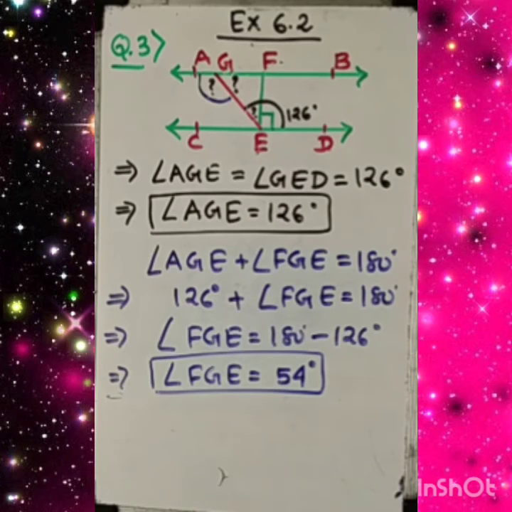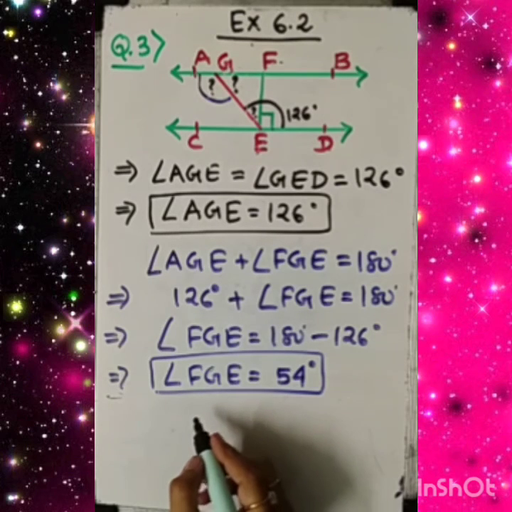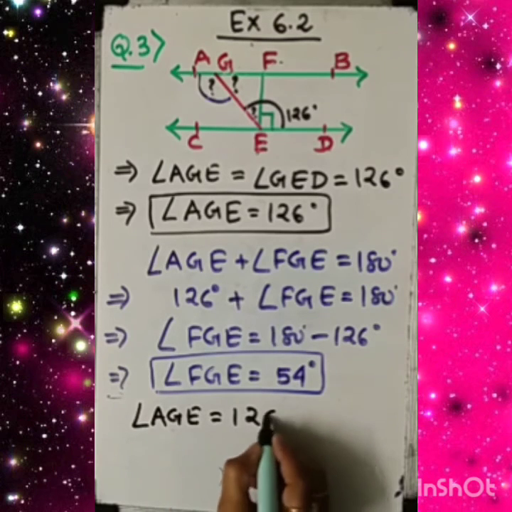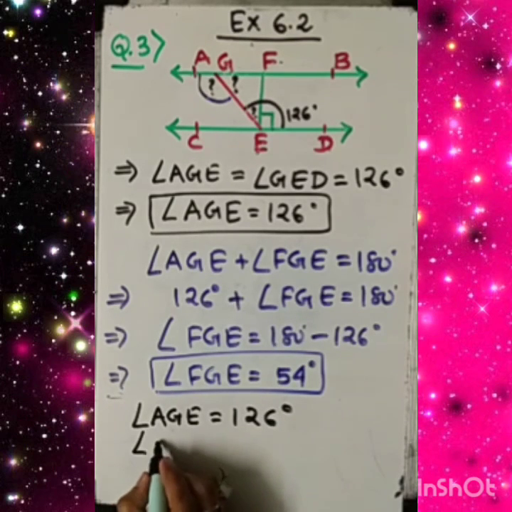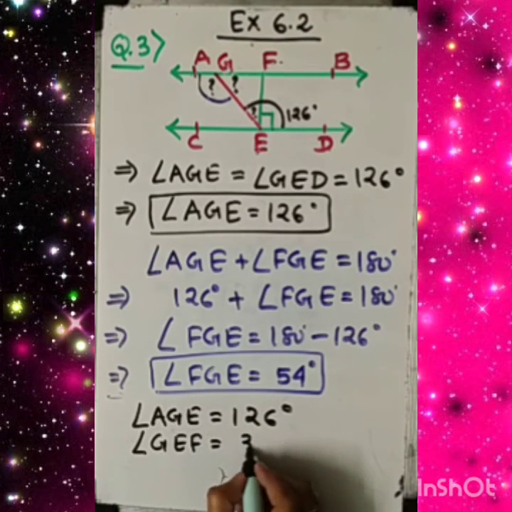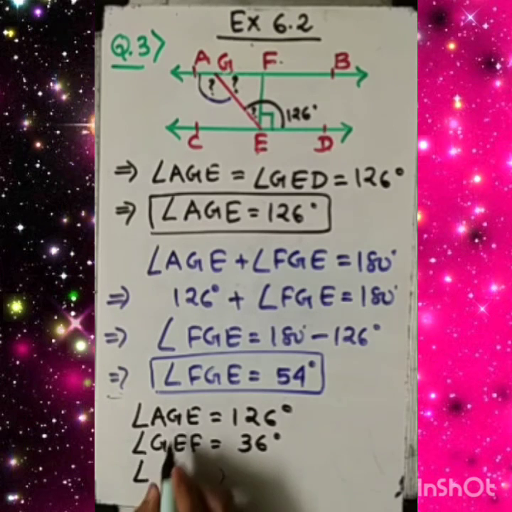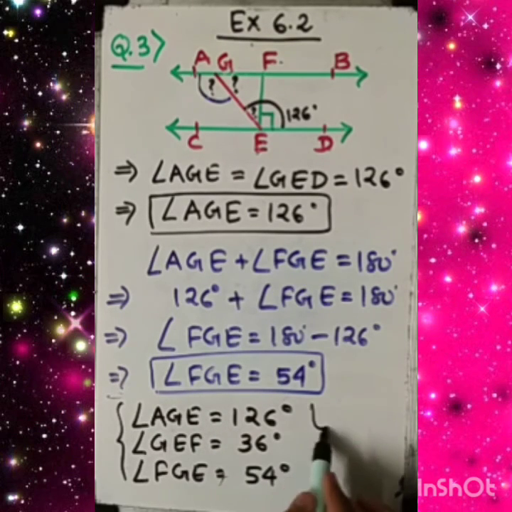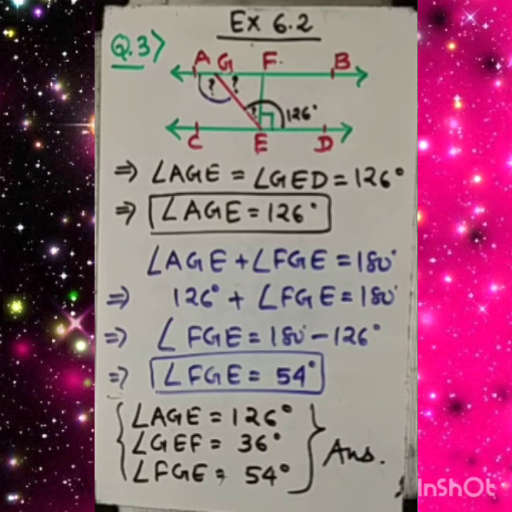So you can see all three required angles have been found. Let's note them down. First, AGE is 126 degrees. Then GEF is 36 degrees. And then FGE is 54 degrees. All the required three angles and their values are given here. This is the solution of the question.